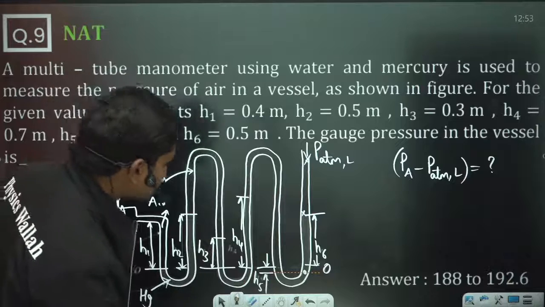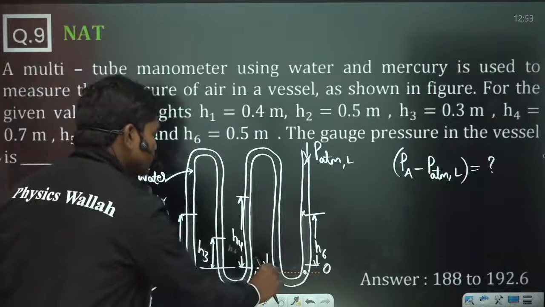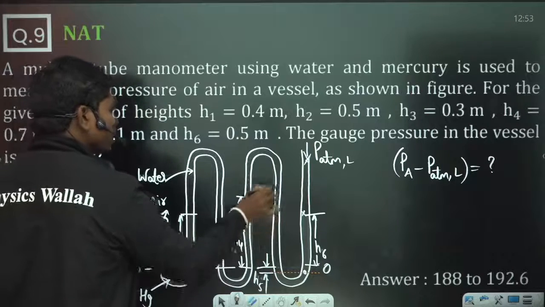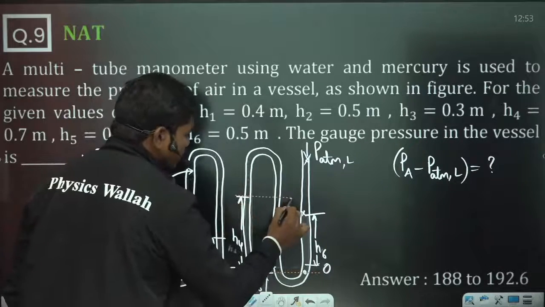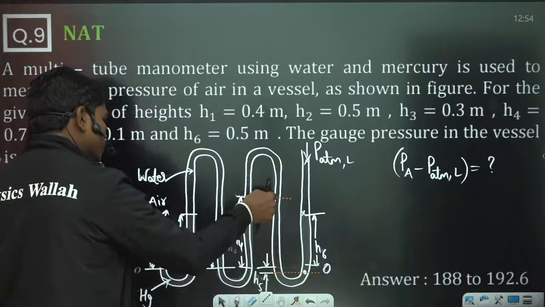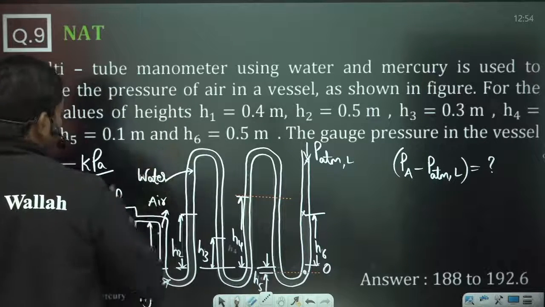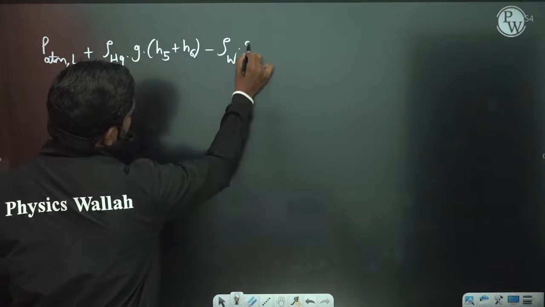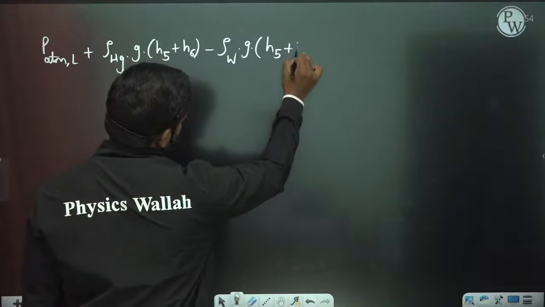Now what happens next? If you see, till here the fluid is water. So minus rho W G into H5. This water is continuing till here. For this inverted U-tube manometer, here we have the interface again. This is the top interface. This dimension is H4 and this dimension is H5. From this point, if you travel upwards towards this point, minus density of water times G into H5 plus H4.